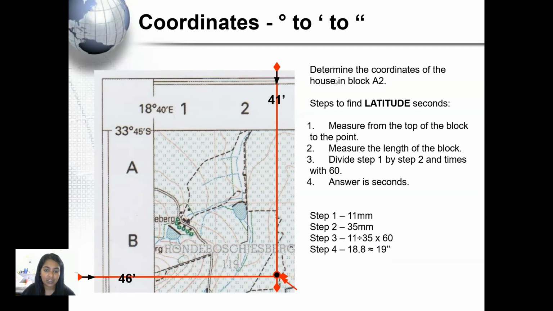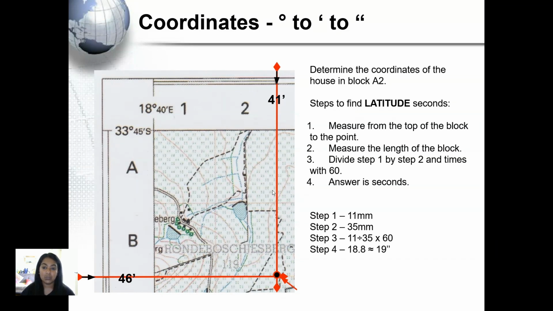All right, so the question that we're working with is: determine the coordinates of the house in block A2. So A2, this is the block, and there is the house. It's the only house. This is a footpath, so that's not really important. The first thing that we're going to do is determine the degrees and the minutes. We're going to look at our latitude first, because we always look at latitude first. It is between 33 degrees and 45 minutes south, and 33 degrees and 46 minutes south. Just like how we did it with minutes, we always choose the smaller one. So we're going to write down 33 degrees and 45 minutes south. But now we're going to have to work out the seconds.